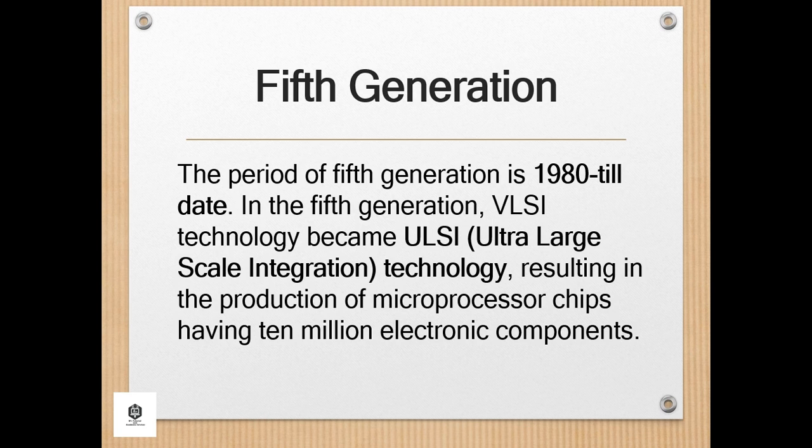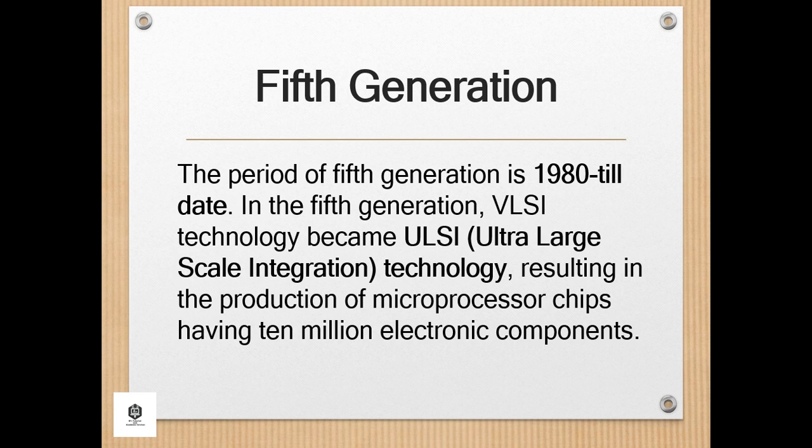The period of fifth generation is 1980 until date. In the fifth generation, VLSI technology became ULSI or Ultra Large Scale Integration technology, resulting in the production of microprocessor chips having 10 million electronic components. This generation is based on parallel processing hardware and AI, or artificial intelligence software.